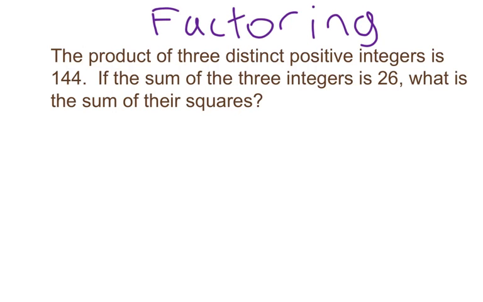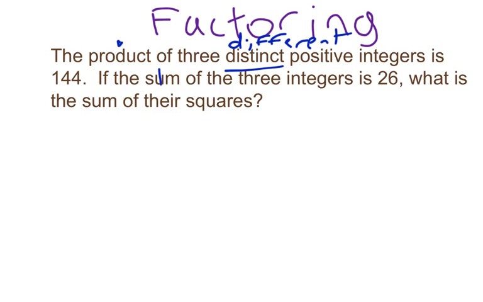All right, we have a factoring question. The product of three distinct positive integers is 144. Let's stop for a second. Product means multiply. Distinct means that they're all different. All right, that's all important. And they're positive, and it's 144.